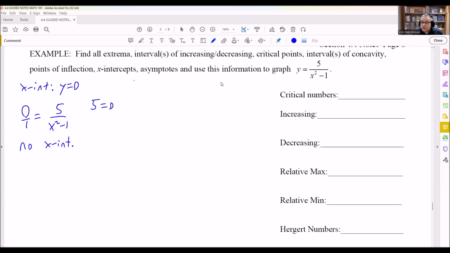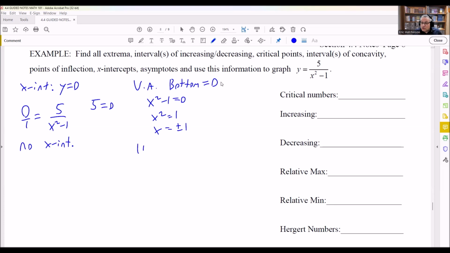asymptotes. If you want to find the VA, the vertical asymptote, what we do is we set the bottom always equal to 0. And this is only for rational functions where we have this. So x squared minus 1 equals 0. We have x squared equals 1, and x is equal to plus or minus 1. So we have vertical asymptotes at plus or minus 1. We'll put those down the bottom later.